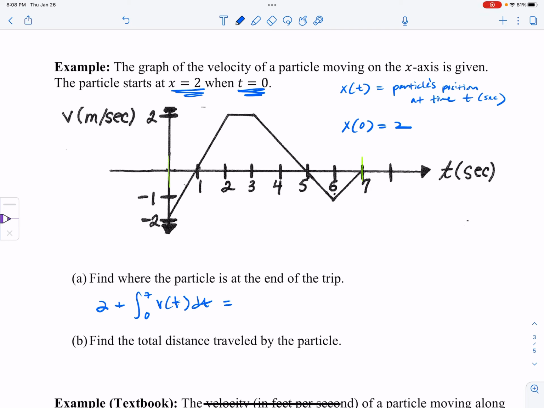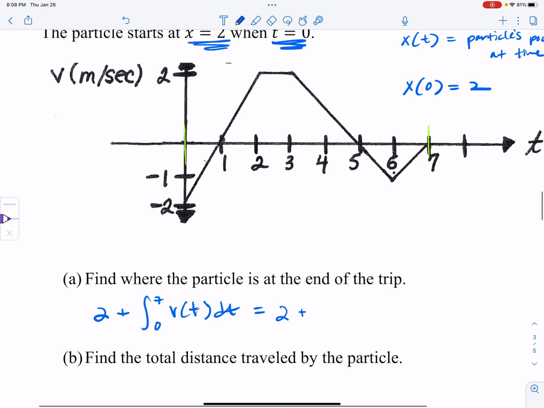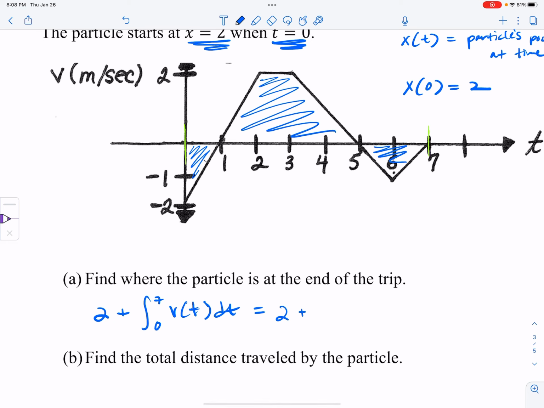Okay, so the definite integral from 0 to 7 will represent the particle's displacement. And then we're taking into account its initial position, which is at 2. In order to evaluate this definite integral, we are going to have to use some geometric formulas. So we want to calculate what this area is, well, that's going to be negative area, right? And then positive area and negative area.